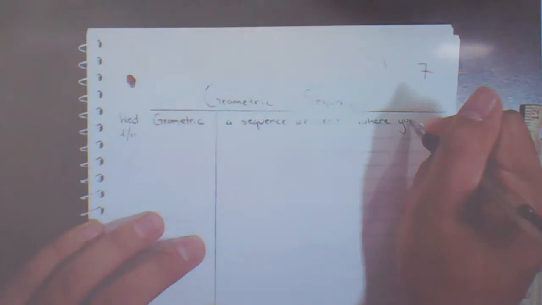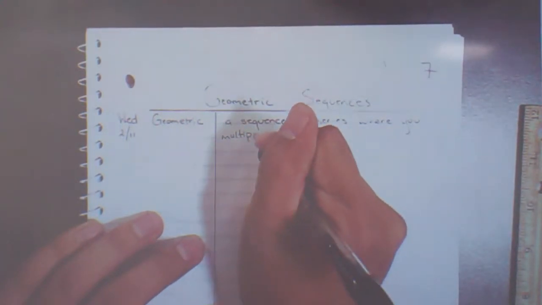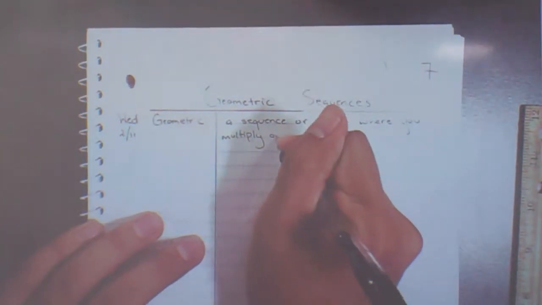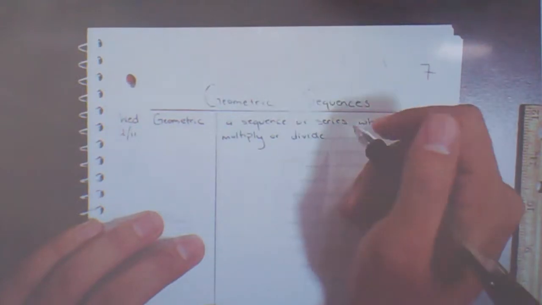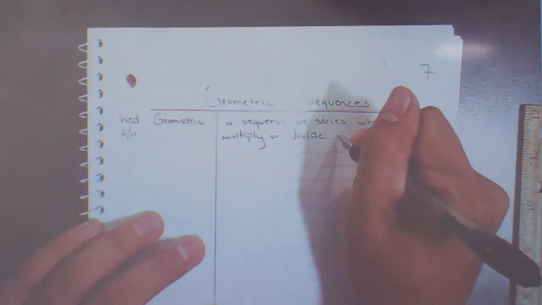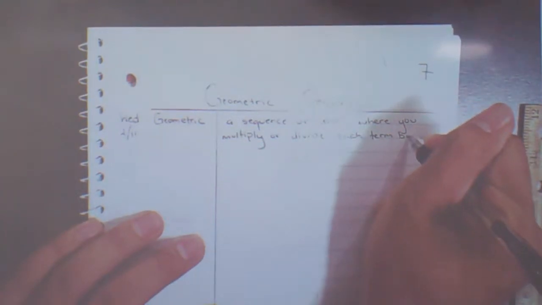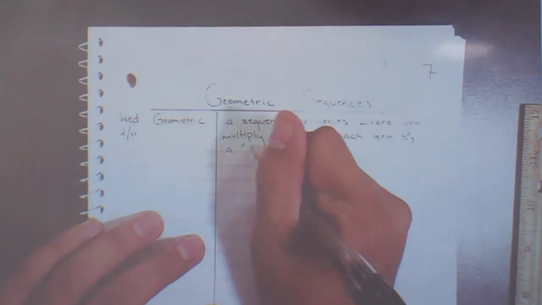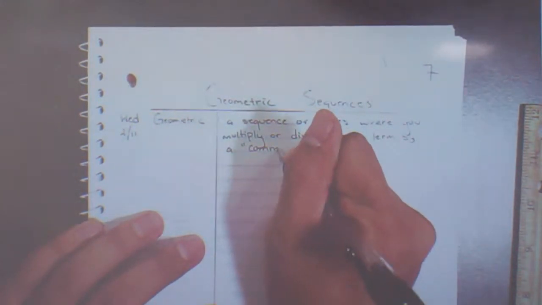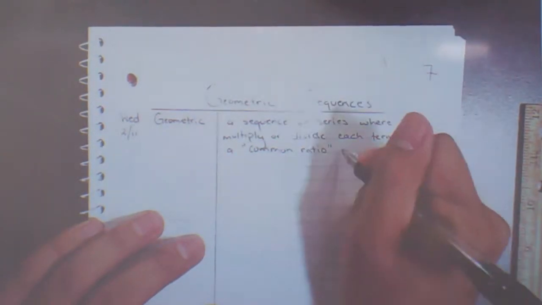where you multiply or divide each term by a, and I'm going to put this next thing in quotations. It's actually called a common ratio. I'm going to put an R right next to it.